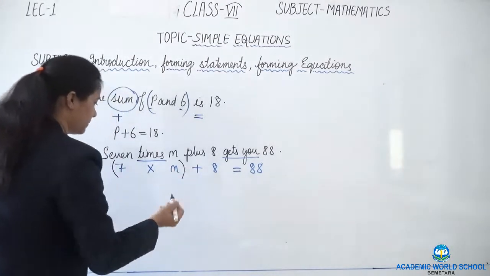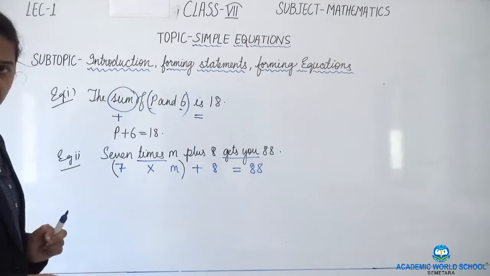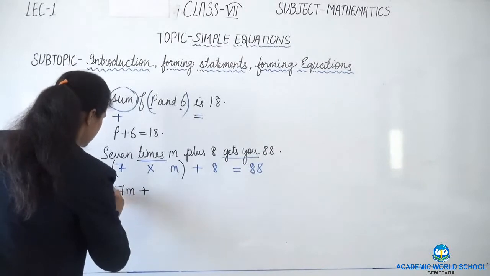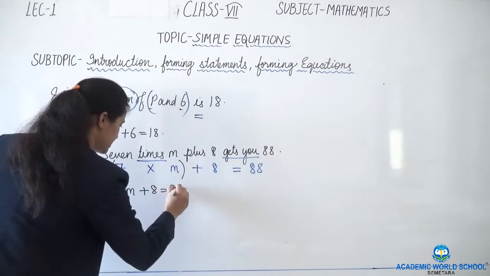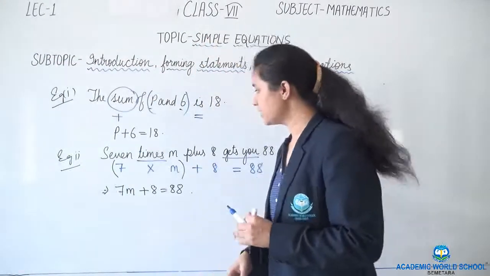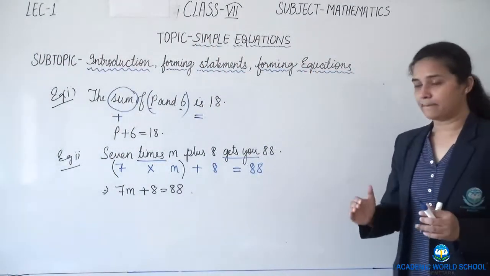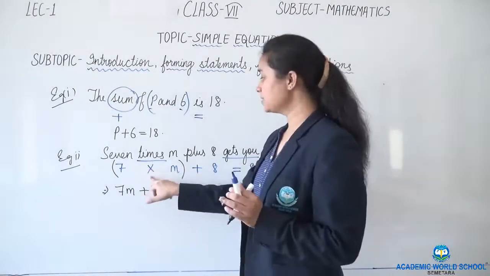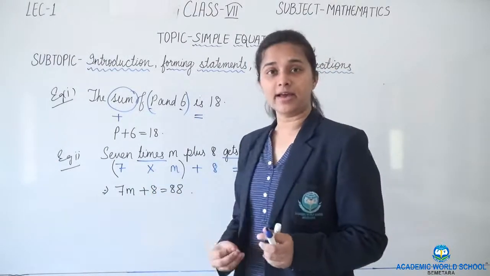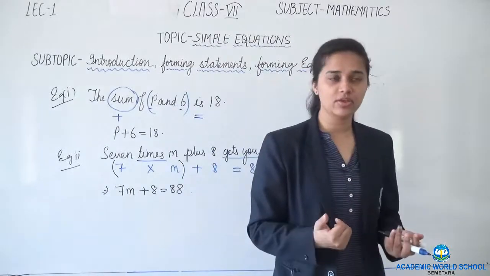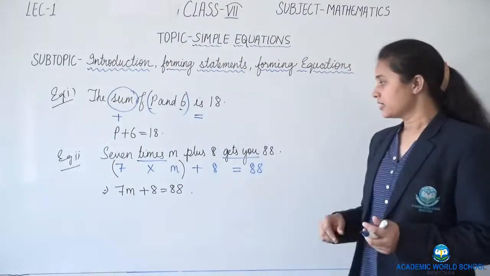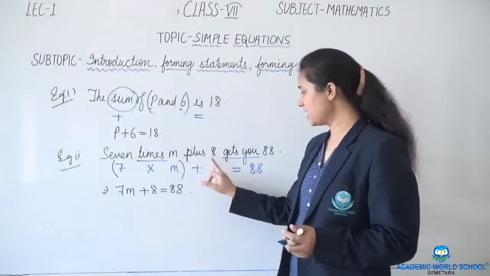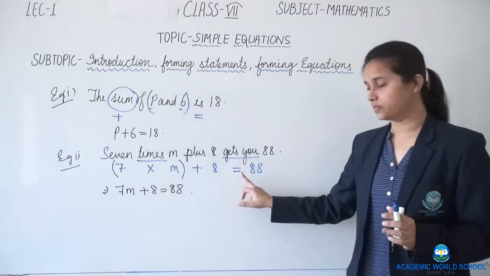Now 7 into m. So it will be 7m plus 8 equals to 88. Now how did I do it? See, the question was 7 times m plus 8 gets you 88. Times means multiply. Suppose 3 times x is 3x, 4 times y is 4y. So here 7 times m will be 7m. Plus means plus 8. 8 gets you, gives you, equal to, that is 88.